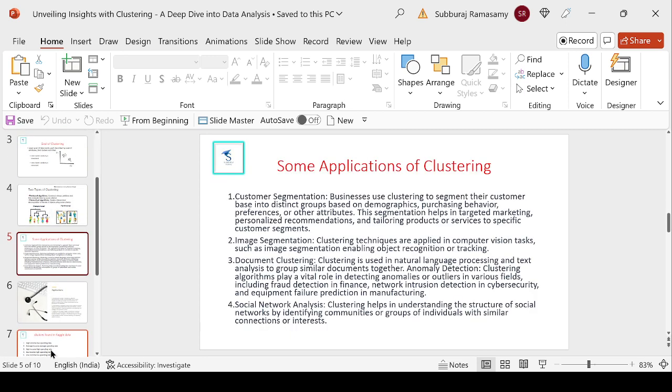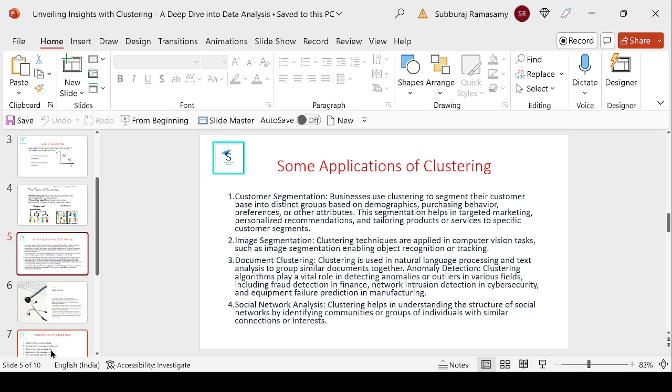There are a large number of applications of clustering. I will try to list a few. Most important is you can use it for customer segmentation. Businesses and companies use clustering to segment their customer base into distinct groups based on what? Demographics, purchasing behavior, their preferences, or other attributes. Once you do this, it helps you to carry out targeted marketing, personalized recommendations, etc.